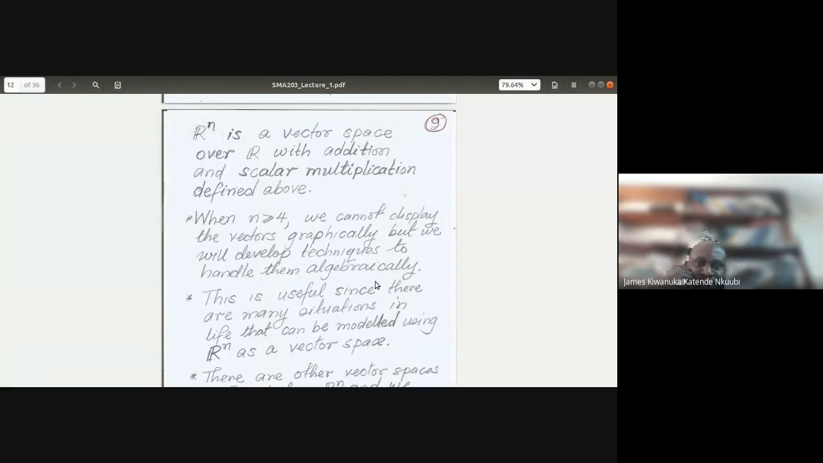I'm just stating again what we stated earlier: if we define the two operations seen earlier, vector addition and scalar multiplication, as above, then Rn turns out to be a vector space over the real numbers. In other words, all the 10 properties will be satisfied.